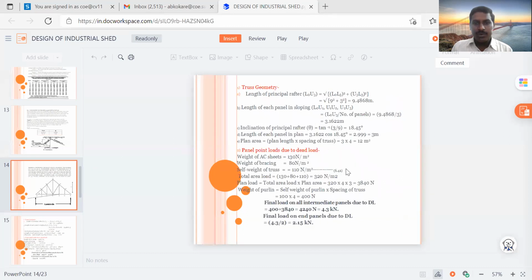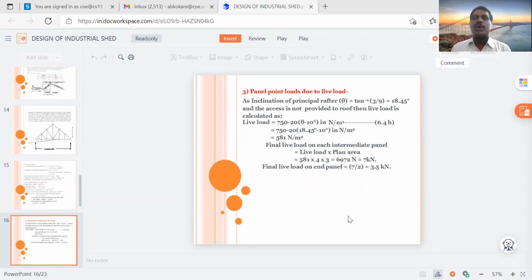So this is very important. So here we have calculated the dead load calculation. So now similarly we have to go for the live load calculation. So if you see here, panel point loads due to live load: due to dead load, how much load is coming on the panel point, and due to live load, how much load is coming on the panel point, that we have to calculate now. Here the inclination of the principal rafter, theta, is 18.45 degree, that we have calculated.